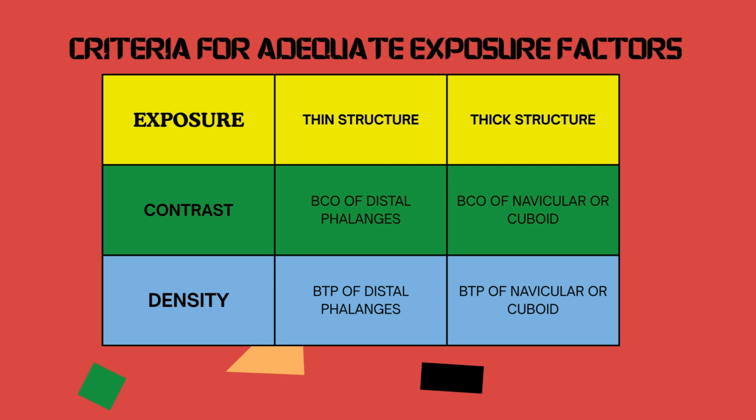The next factor is density that is affected by MAS. Bony trabecular pattern for thin structure, which is distal phalanges, and bony trabecular pattern for thick structure, which is navicular or cuboid, must be seen clearly on this radiograph, ensuring that the exposure is adequate.